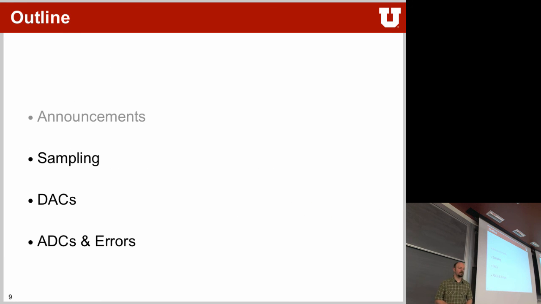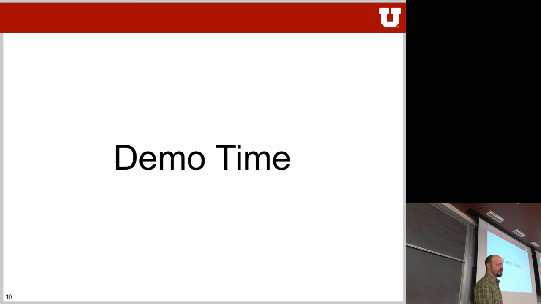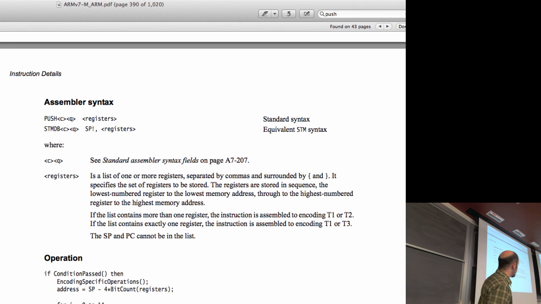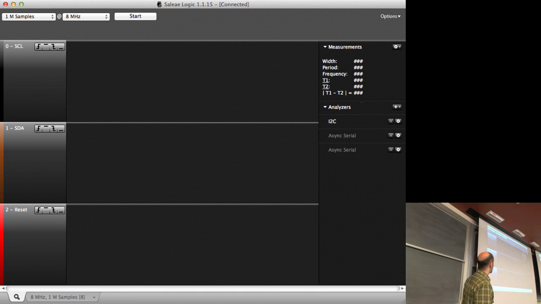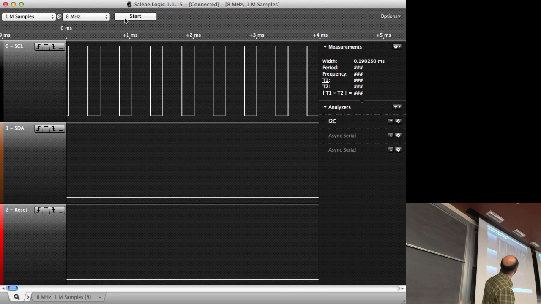Okay. In that case, let's move over to sampling. And in this case, I quickly want to do a demo on what kind of problems we can have when we start sampling a signal. All right. Everybody's probably familiar with this interface by now, right? It's our small little logic analyzers. So I'm generating a signal over here now. Let's start sampling it. There we go.